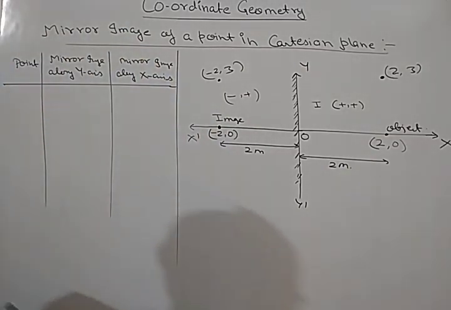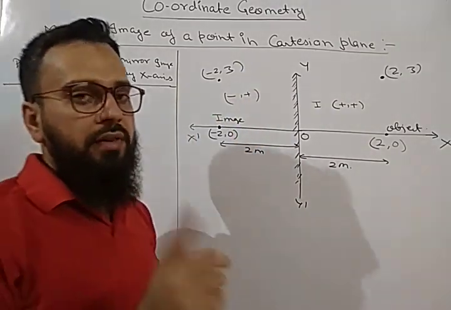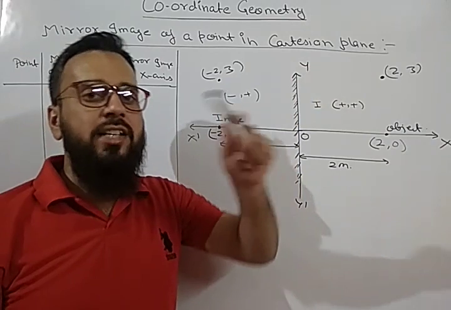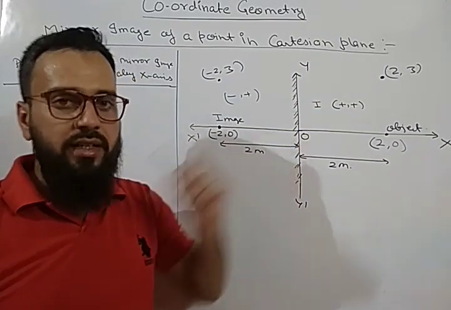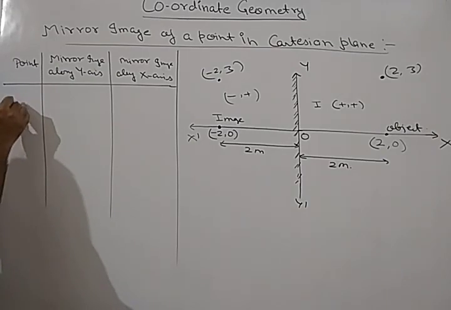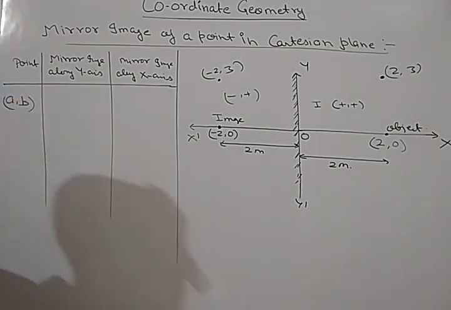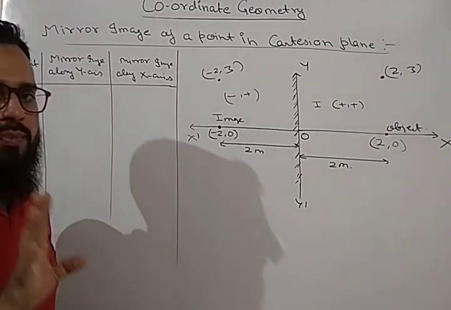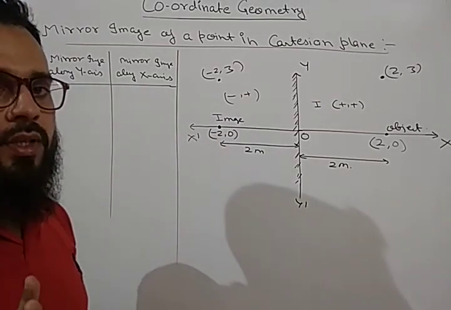Okay, so first we have discussed the mirror image along y-axis. Whenever we form the mirror image of a point along y-axis, then only the sign of x coordinate changes, but y coordinate remains same. So let us consider a simple point a, b. Now this a and b can be any real number. It may be positive, negative, anything.